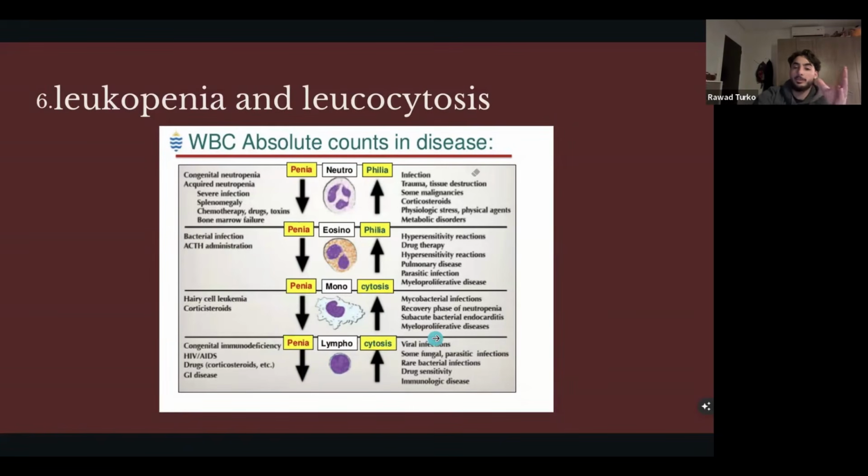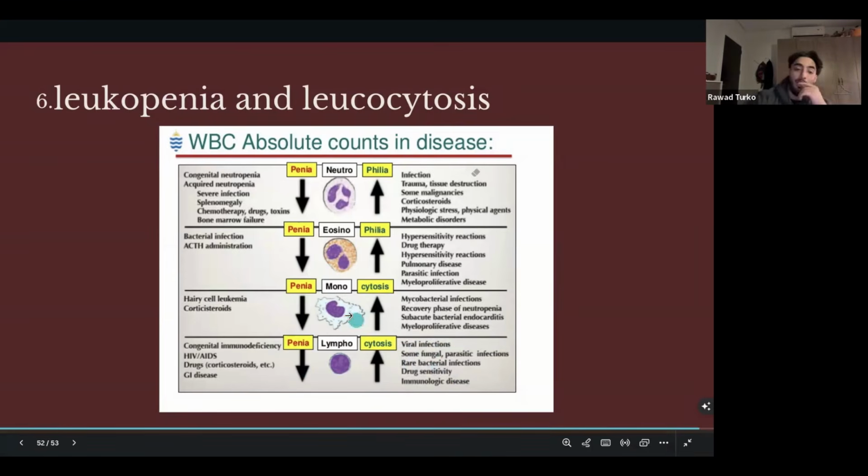So a classic example would be mononucleosis, because of EBV, you would get lymphocytosis, albeit the lymphocytes are atypical lymphocytes, but there's still lymphocytosis. Some fungal parasitic infections can cause lymphocytosis. Rare bacterial infections, drug sensitivity, and immunological disease.